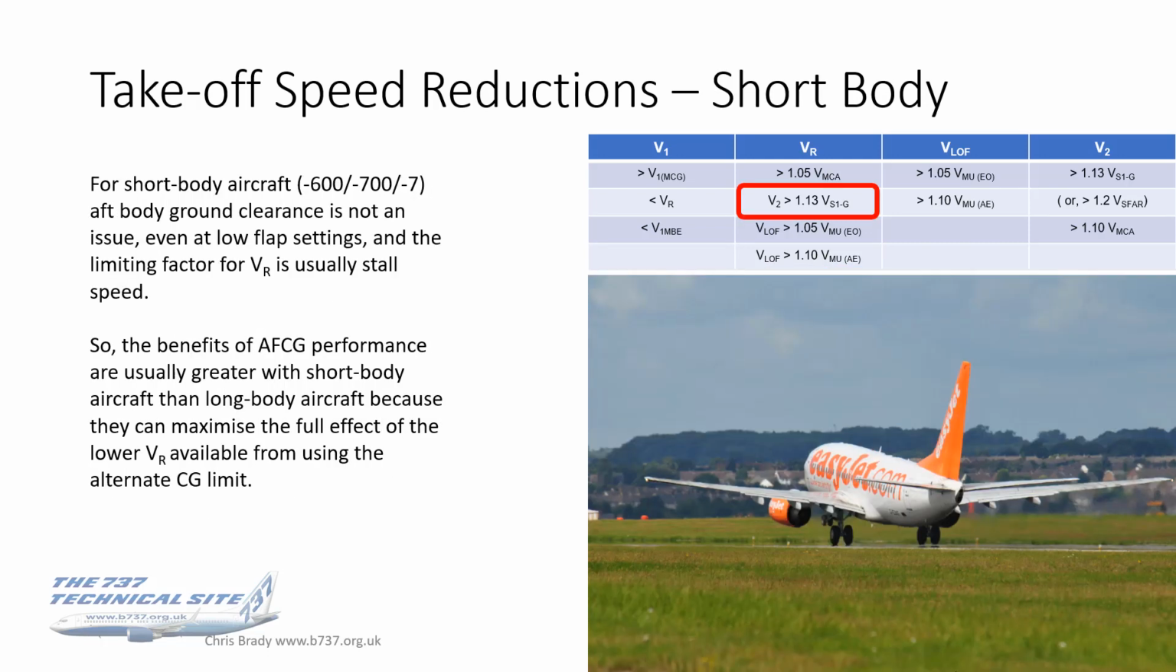Now, for short-bodied 737s, your 6-7-7s, the aft body ground clearance is just not an issue. You've got to be working hard to try and tail strike one of these, and you won't do it even at low flap settings because the limiting factor for VR is usually the stall speed anyway. So the benefits of alternate forward CG performance are usually greater with short-bodied aircraft than long-bodied aircraft because they can maximise the full effect of the low VRs available from using the alternate CG limit.